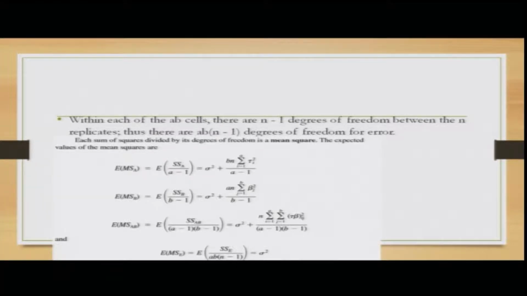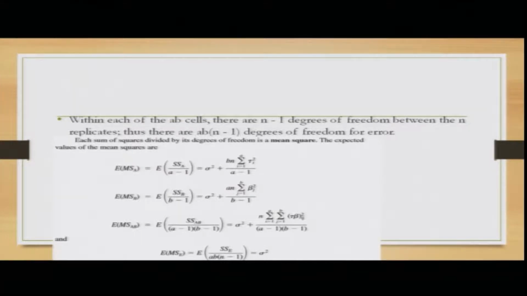Within each of the A into B cells, there are n minus 1 degrees of freedom between the n replicates. So, basically you had n replicates, the sample size which was there. Thus there are a b into bracket n minus 1 degrees of freedom for the errors, which I did mention a few minutes back. Each sum of the squares divided by its degree of freedom is basically the mean square. The expected value of the mean squares is to be found out, because that will give an average error. So, those values are as given here.